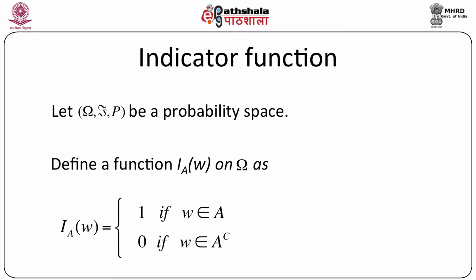So the definition goes like this: I_A of omega, on big Omega, is an indicator function if I_A(omega) equals 1 if omega belongs to A, and 0 if omega belongs to A complement. That means capital A is a set that belongs to the sigma field script F, and the indicator function takes the value 1 or 0 if omega belongs to A or A complement respectively. So it's a very, very simple function, probably the simplest possible function that one can have.